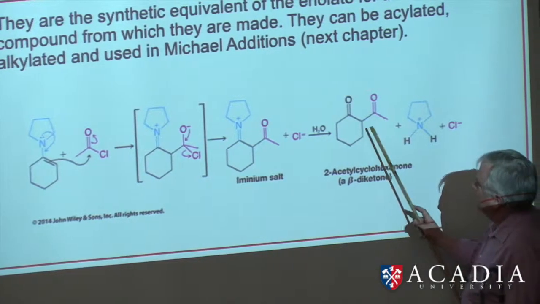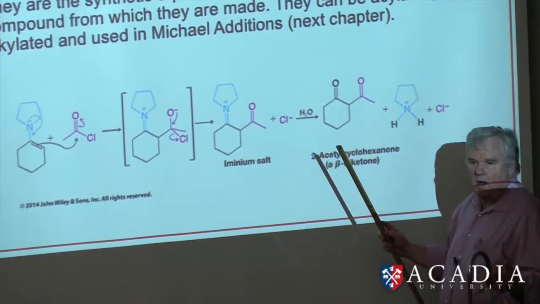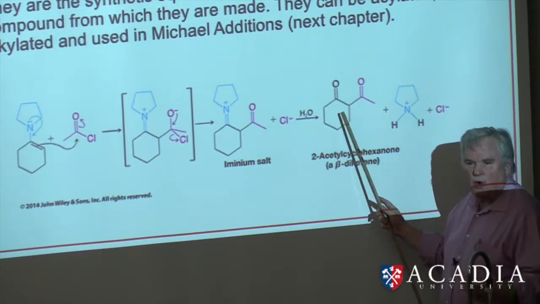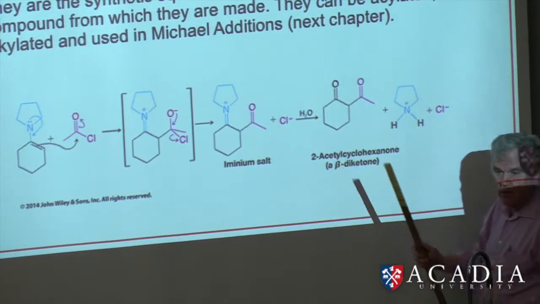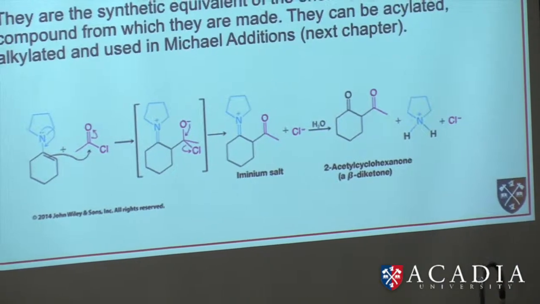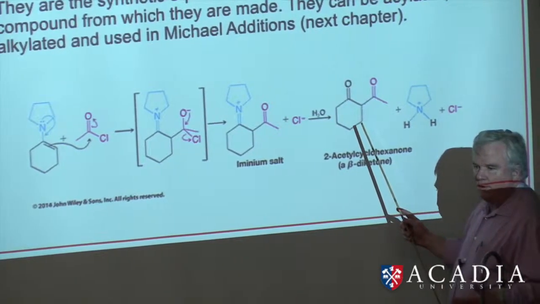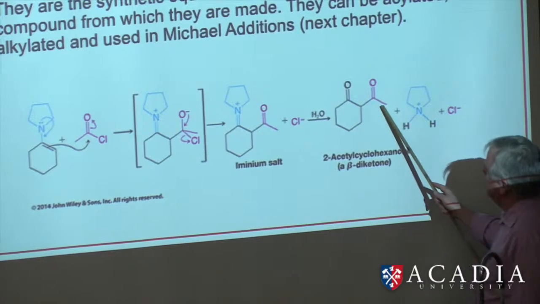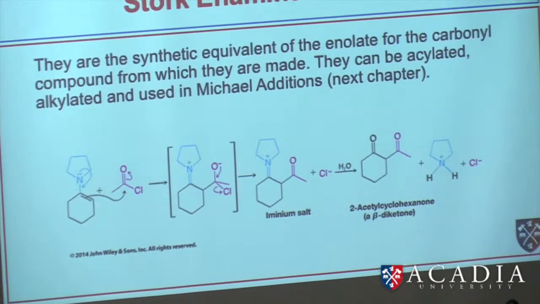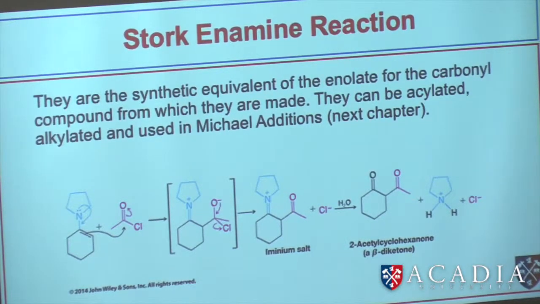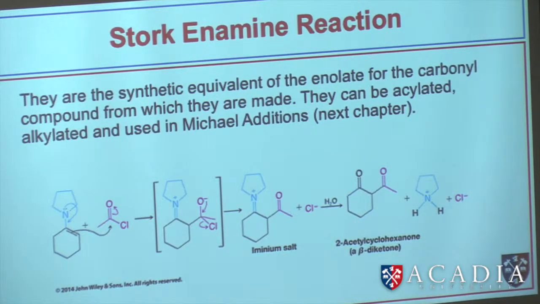Now, what we could have done was take the original ketone, react that with lithium diisopropyl amide, and remove that proton. But that requires harsh conditions, dangerous reagents. This is a nice, easy thing. This is a reaction we could easily do in an undergraduate lab. So we could do these instead of the very dangerous lithium diisopropyl amide reactions, and we get the same compounds. They can be acylated, alkylated, and used in Michael additions. Don't worry, you don't know what Michael additions are yet unless you've read the next chapter. We'll learn that starting next week.